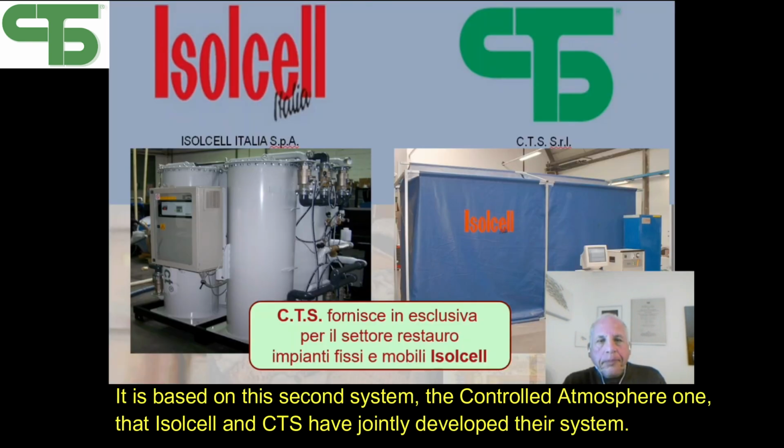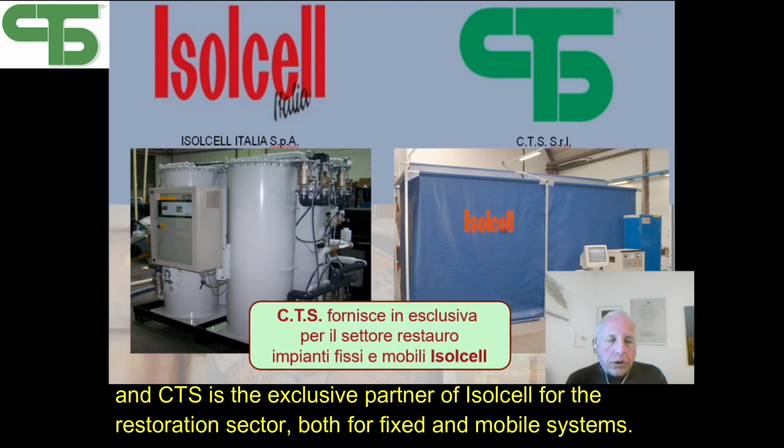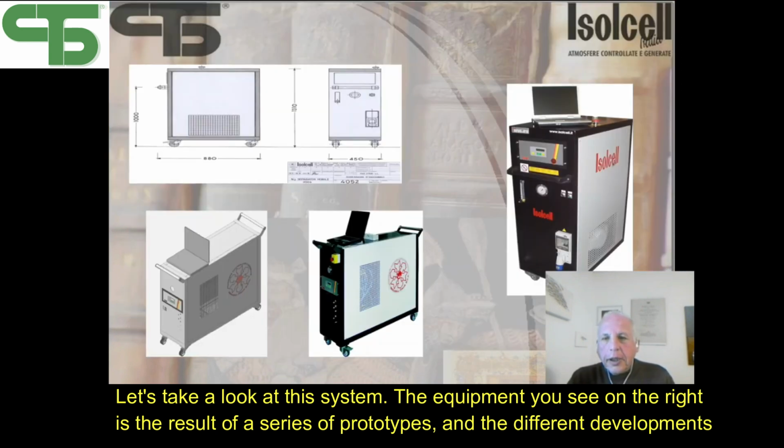It is based on this second system, the controlled atmosphere one, that Isolcell and CTS have jointly developed their system. Isolcell is a well-established company, a world leader in the sector of nitrogen production in various applications from food to fire prevention. And CTS is the exclusive partner of Isolcell for the restoration sector, both for fixed and mobile systems. Let's take a look at the system that was developed in collaboration.